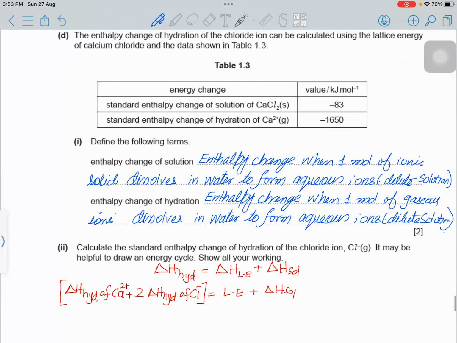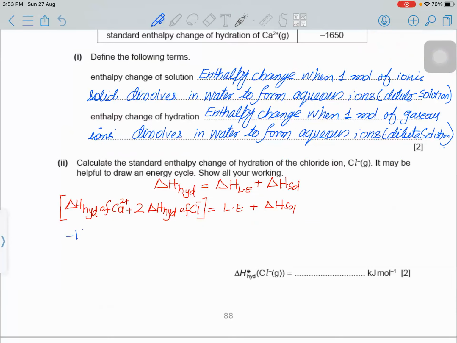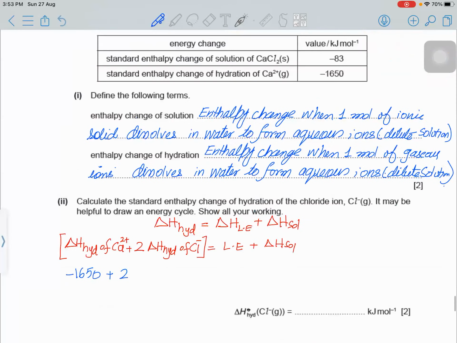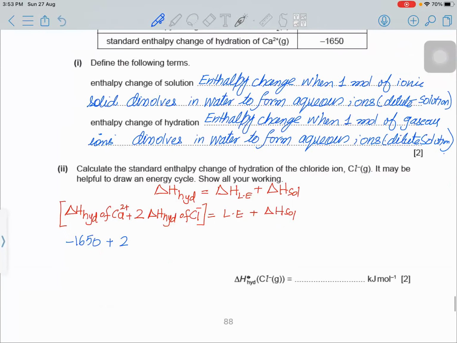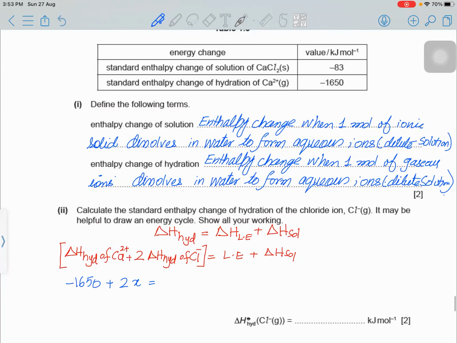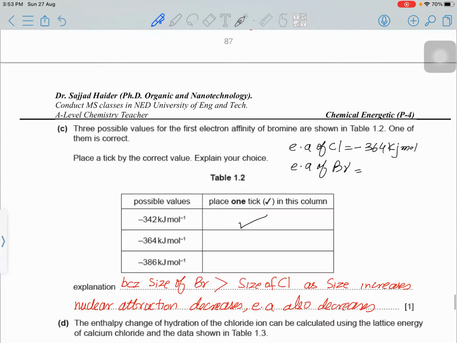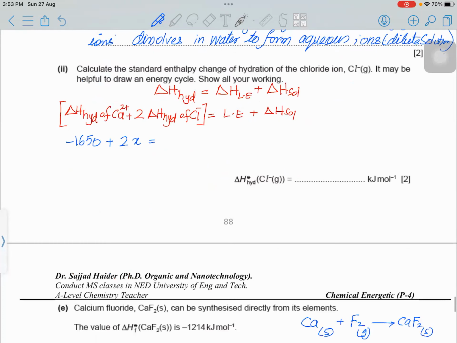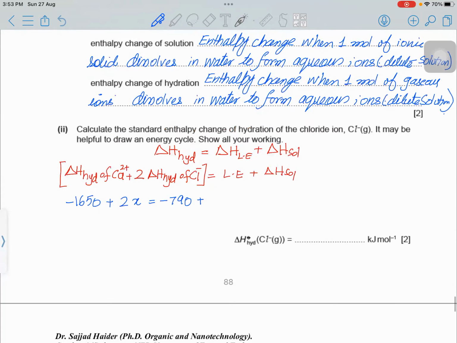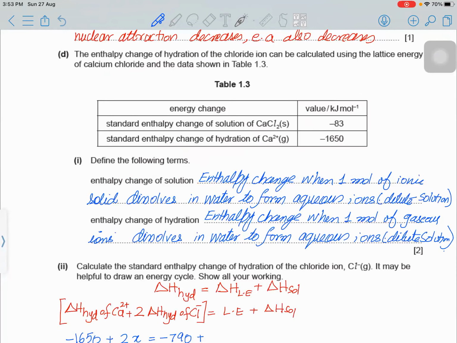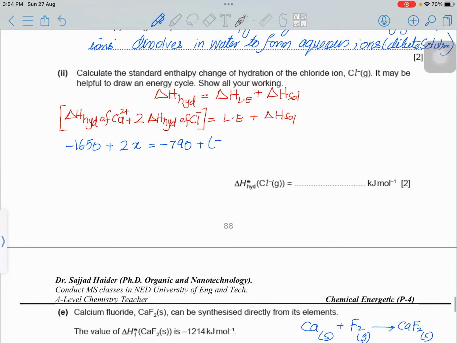Now put the values. Hydration of calcium is minus 1650. Hydration of chlorine is required. Lattice energy, you have calculated, minus 790. Solution is minus 83.